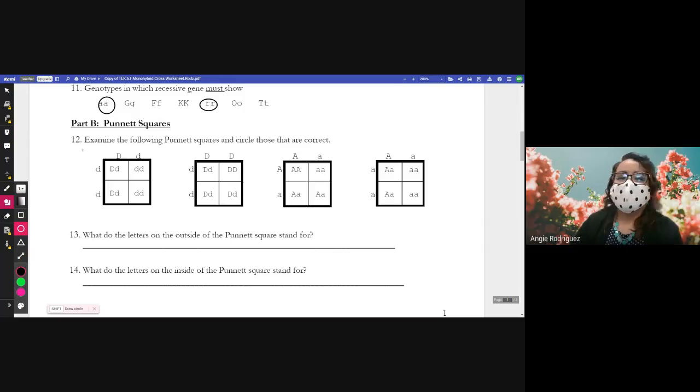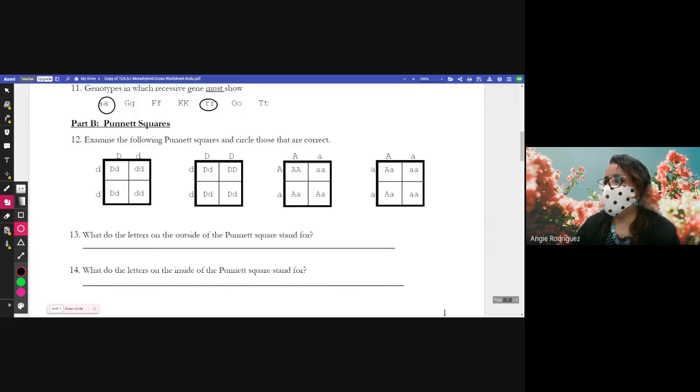Okay, number 12. Examine the following Punnett squares and circle the ones that are correct. So they already did them for us. We need to check them. And the ones that are completely correct, we circle them. That's what they want us to do. So this first one, I have parent number 1 on the top, parent number 2 over here on the left. Let's check each little square inside to see if they crossed them correctly.